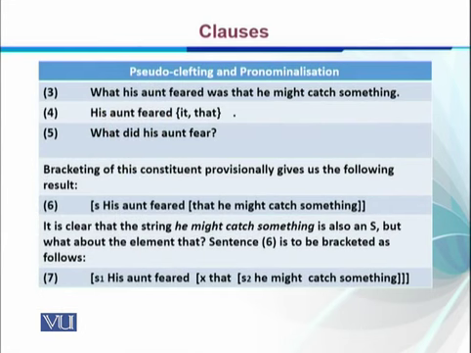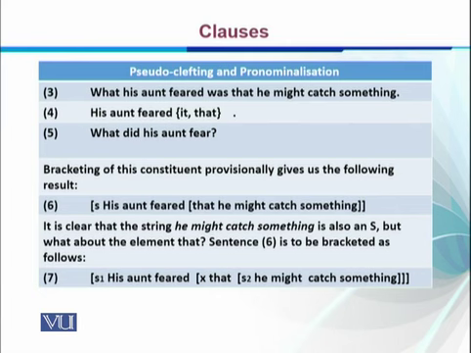"What his aunt feared was that he might catch something," so it's pseudo-clefting. "What did his aunt fear?" etc. Right? Bracketing of this constituent provisionally gives us the following result: main sentence, "his aunt feared," and subordinate sentence, "that he might catch something." It is clear that the string "he might catch something" is also an S, but what about the element "that," right?